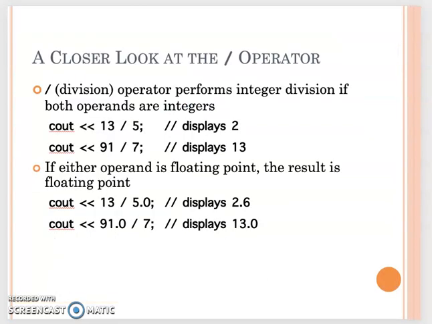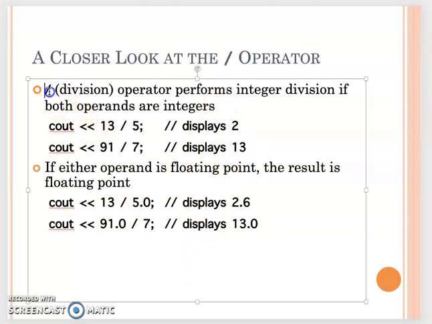So the next couple of slides actually show what I told you earlier. When you do the division operator, it performs integer division if both operands are integers. So that's why 13 divided by 5 is actually 2, and 91 divided by 7 is 13. If you really want them to display a decimal number, you need to make either one a decimal. You don't need to do both, but both is fine.